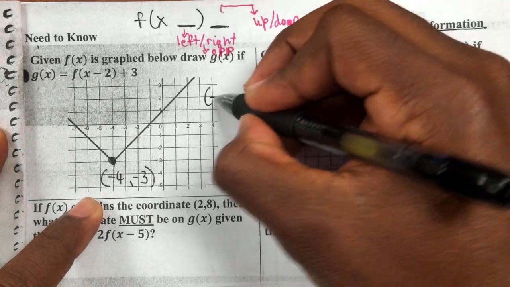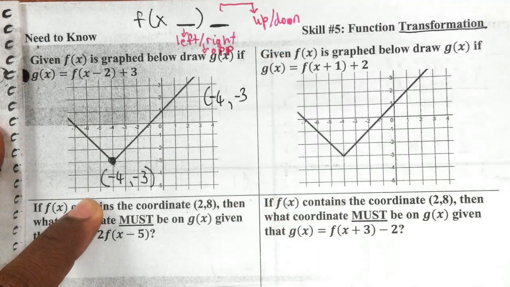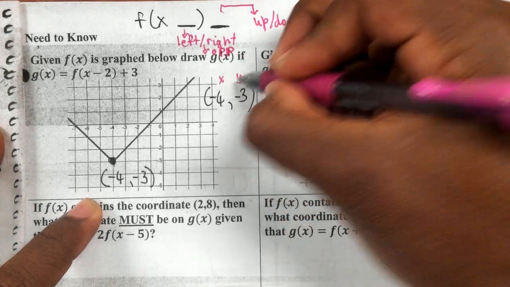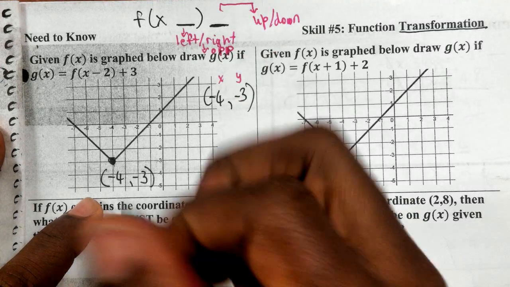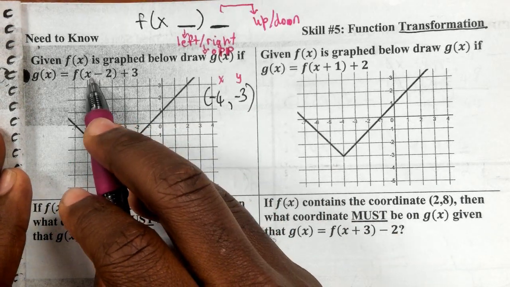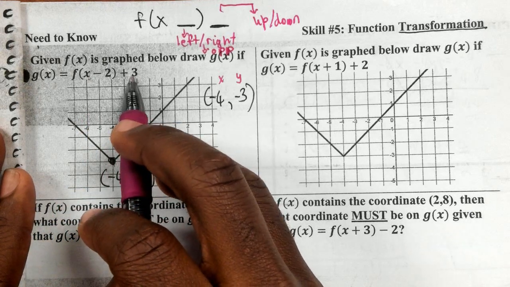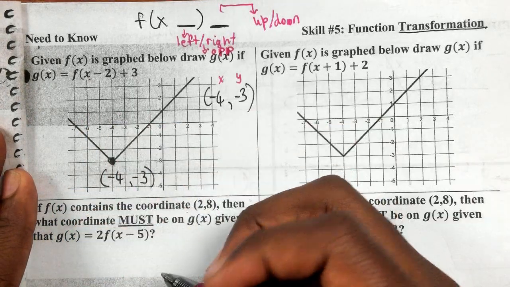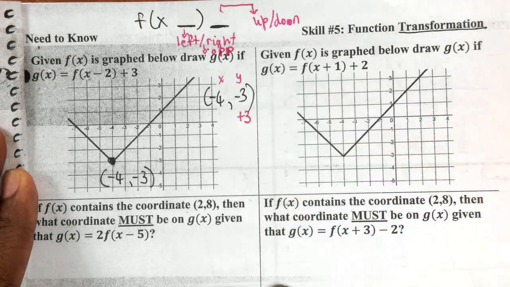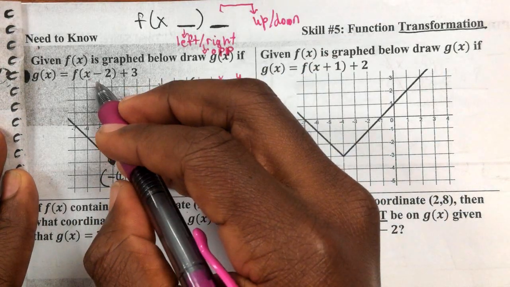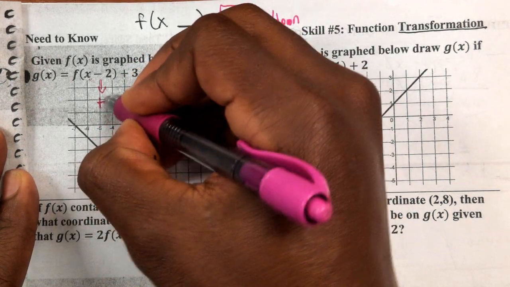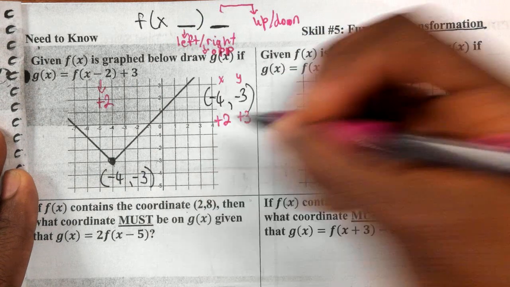If I have a -4 and a -3, the -4 is your x and the -3 is your y. The number that's on the inside applies to your x, because it's the closest thing to your x. The number on the outside applies to your y. So for my y value, I'm going to just add 3 to it. I don't need to do the opposite of that. For your x value, I need to do the opposite. So instead of subtracting 2, I'm going to add 2 to my x value.